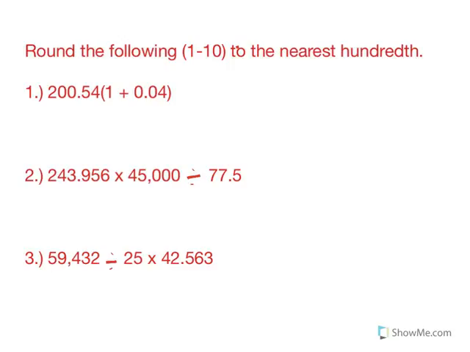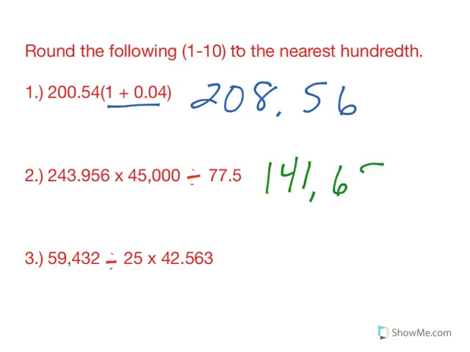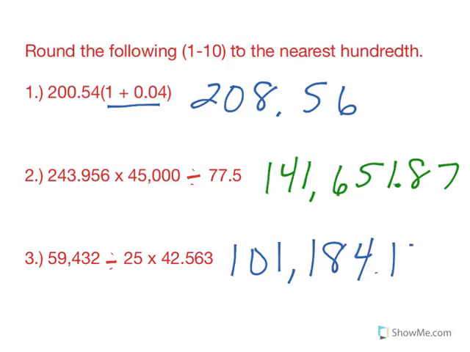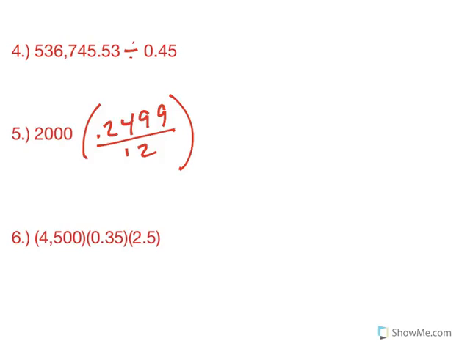In number 1, you will work inside parentheses first before you multiply, and your answer to the nearest hundredth should be 208.56. In number 2, you have multiplying and dividing, and so you just go left to right, and you should have 141,651.87. Number 3, again, multiplying and dividing, we just work left to right, and you should have 101,184 and 17 hundredths.